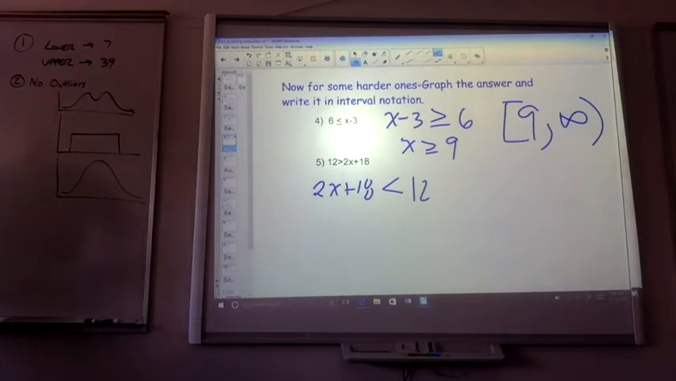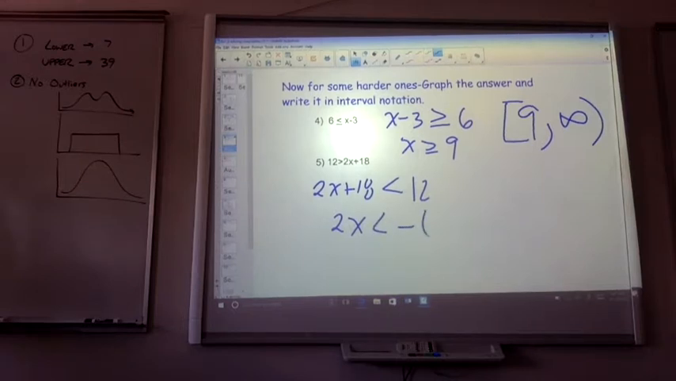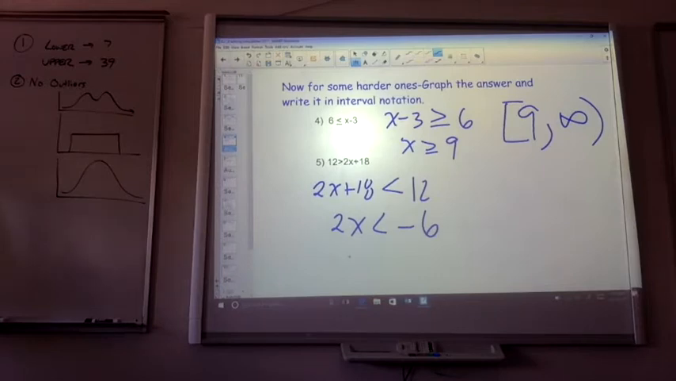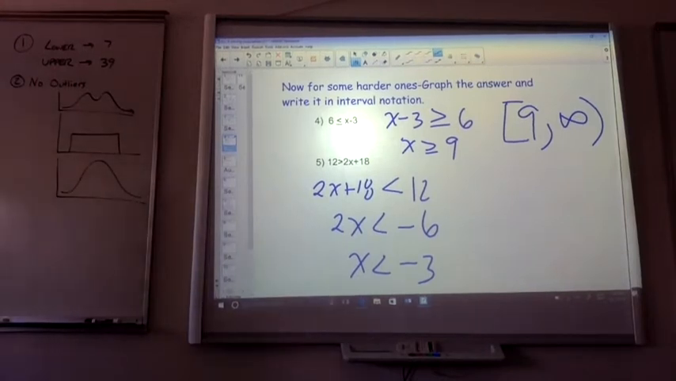What would be my next step? Subtract what? 18. Subtract 18 from both sides. If I subtract 18, I get to negative 6. Hey, that became negative, so should I flip my sign? No. Last step is? Divide by what? 2. Divide both sides by 2. So I get negative 6 over 2. Negative 6 over 2, bless you, is what? Negative 3. Okay? So I want values that are less than negative 3.